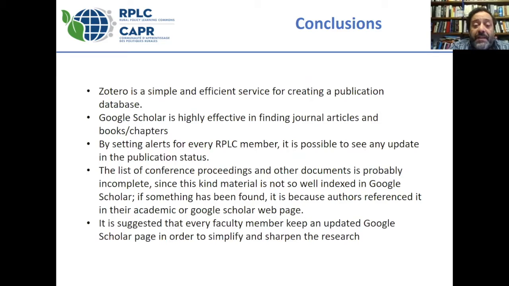As I said before, the list of conference proceedings and other documents is probably not complete because this kind of material is not so well indexed in Google. It's suggested that all authors who have this kind of publication should make them more accessible, mainly by creating or updating their academic web page. The Google Scholar page is also a very good instrument, as I found, because if one has a Google Scholar page, I am sure that publications are coming from this author. Otherwise, from Google Scholar alerts alone, I get a lot of false positives, because I get signals sometimes for people with the same or similar names. When I look at the update of the Google Scholar page, this is more certain. So this is a good point.